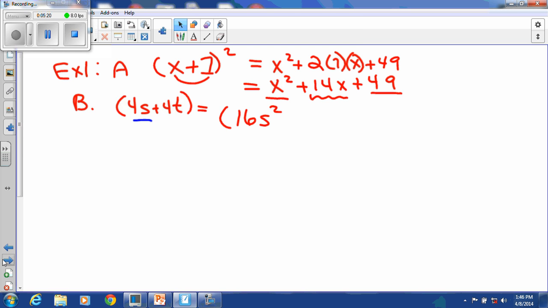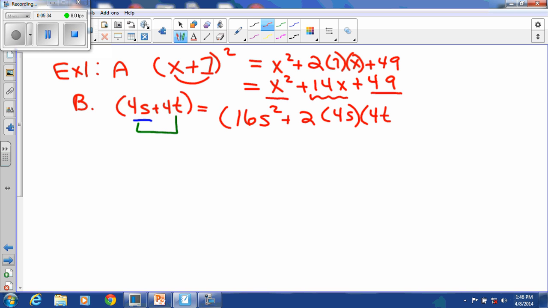Then we multiply the first term times the second term. So we have 4s times 3t. But remember, you have to double it. So that becomes 2 times 4s times 3t. And then for the last term, we have to square the last term in our binomial. 3t times 3t is 9t squared.